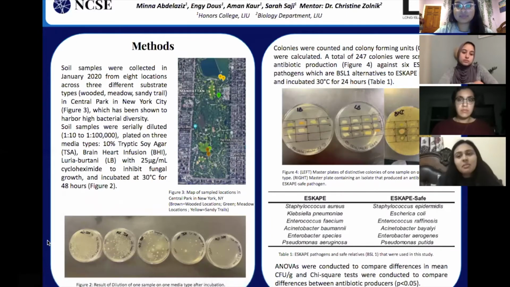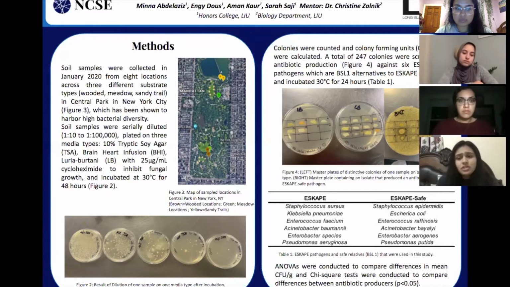Hi, my name is Aman and I will be speaking about the methods. So earlier this year in January, we all went to Central Park and collected 8 soil samples from 8 different locations throughout Central Park. The 8 locations all belong to 3 different substrate types: wooded, meadow, and sandy trail. The collected soil samples were serially diluted and plated on 3 media types: 10% TSA, BHI, LB, all of them including cycloheximide to inhibit any unwanted fungal growth, and they were incubated at 30 degrees Celsius for 48 hours.